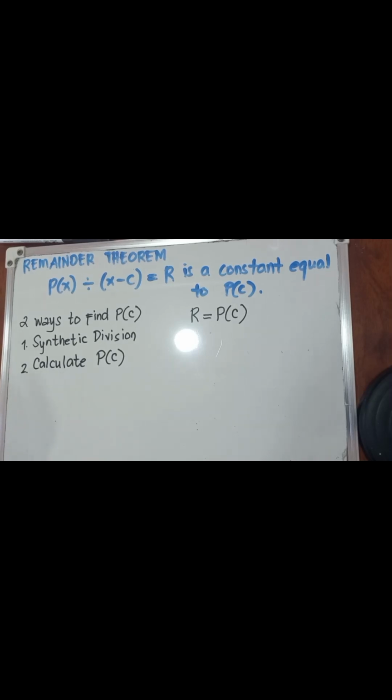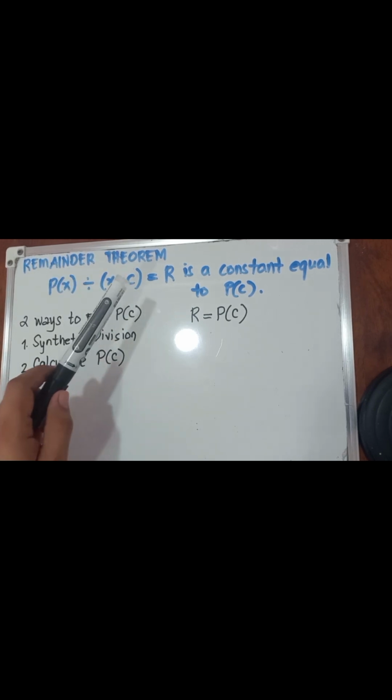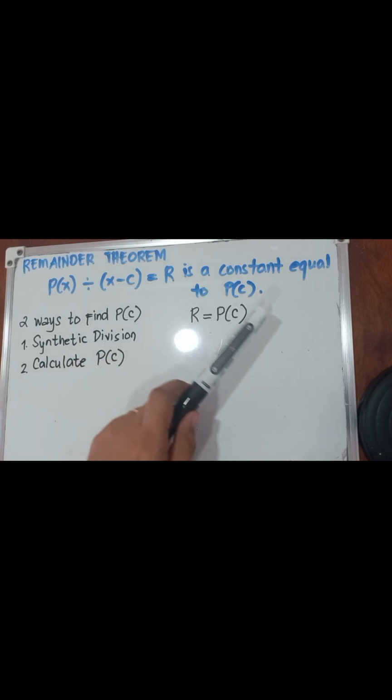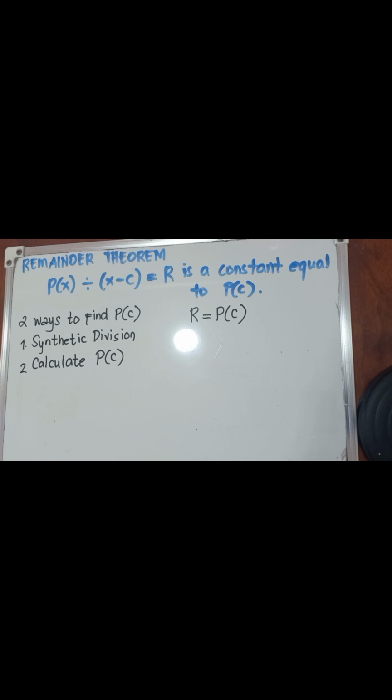Good day, everyone. Today our lesson is about the remainder theorem. The remainder theorem says that when you divide P of x by x minus c, the remainder is a constant equal to P of c. That is, again, the remainder is equal to P of c. There are two ways to find the remainder. One is synthetic division, and two is to calculate P of c.